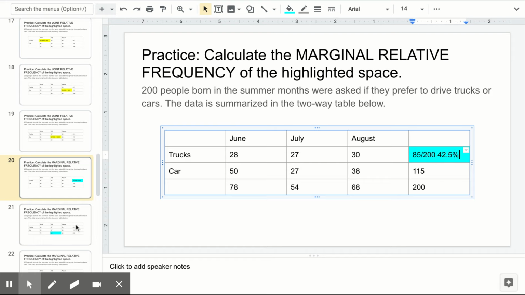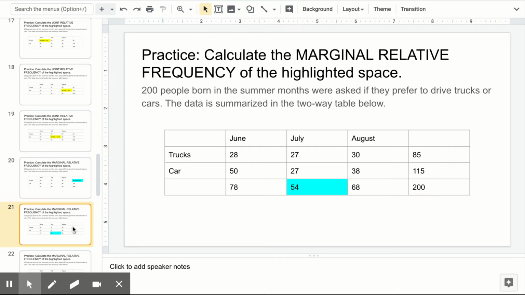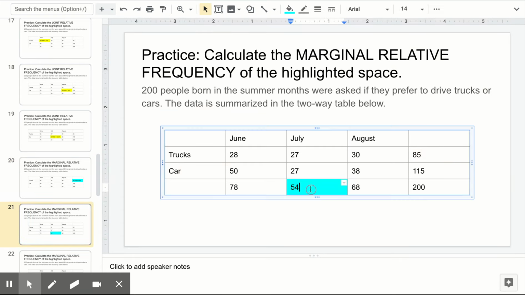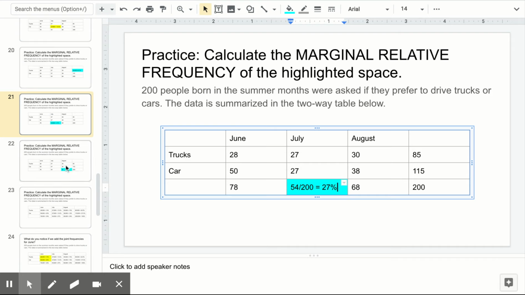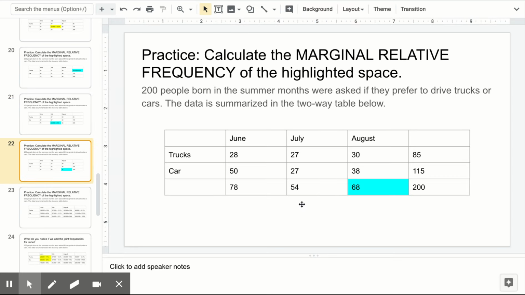All right, going to give you another marginal one here. So we're looking at the month of July. Go ahead and find the marginal relative frequency. All right, so we should have divided that by 200, which in fact should have given us about 27%. Let's go one more just for the fun of it. Go ahead and find the marginal relative frequency of this highlighted space. So again, we should have just taken that 68, divided by 200.